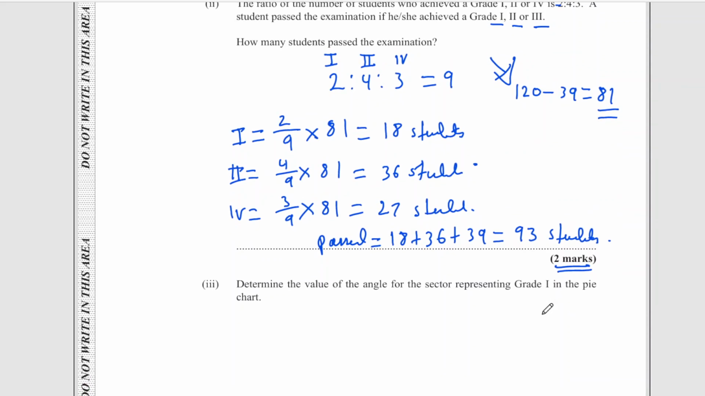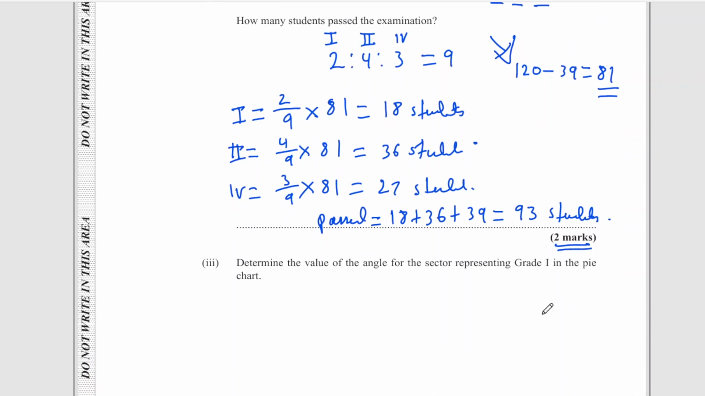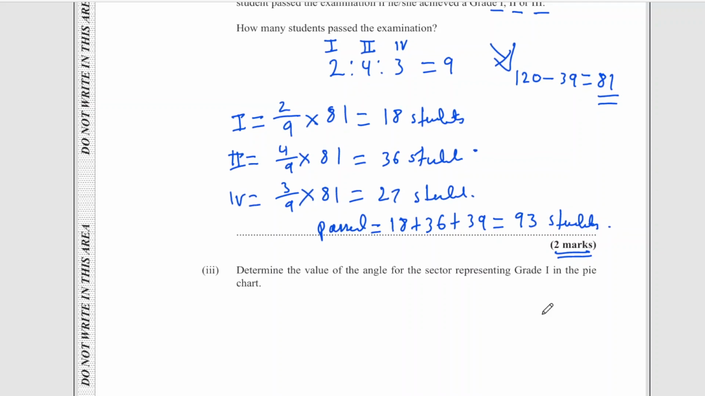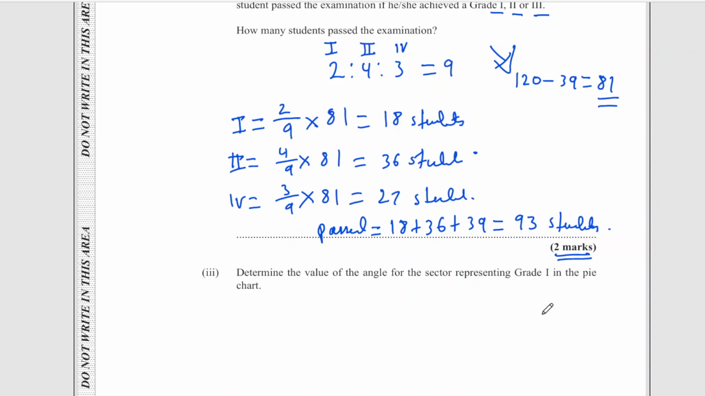And then part 3, determine the value of the angle for the sector representing grade 1. All right, so grade 1 is 18 students, so we will say 18 over the whole. The whole is 120, that is the total amount of students. And since they want angle, we would multiply by the total angle in a circle, which is 360. 18 over 120 by 360 is 54 degrees.